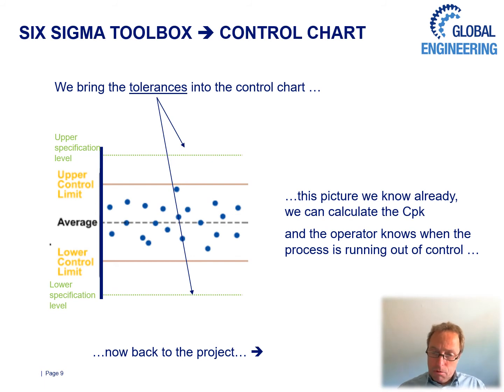In this picture we know, also already from the CPK or CP calculation, and the operator knows where my process is and also knows when my process is running out of control. This means when the process goes out of the upper or lower control limits, we are still in the tolerance, meaning the product is still okay, but the operator knows I have to do something, otherwise I run out of the specification levels.